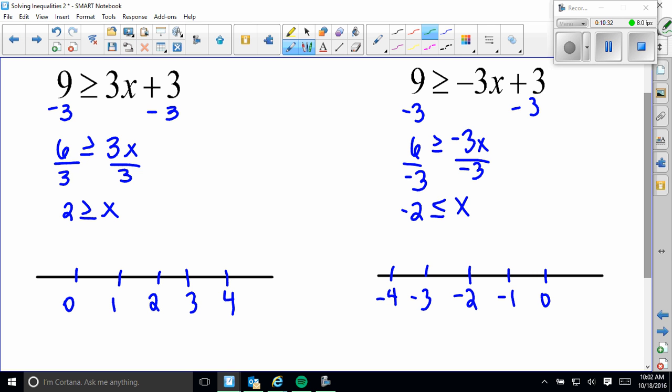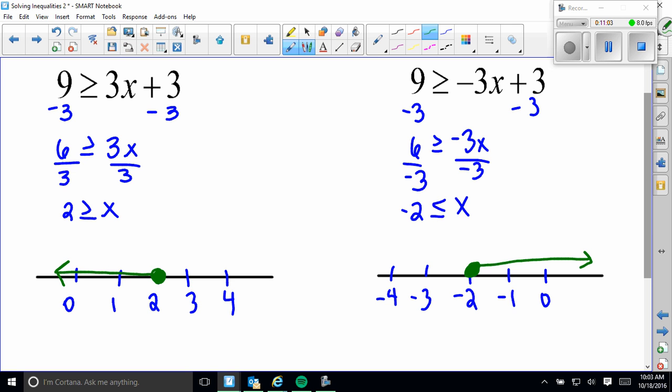So over here, if we graph it, remember that this is including 2, so our value is going to be a closed circle. And it's everything, 2 is the greatest amount, so it's everything that is less than 2, but also including 2. Over here, once again, our value is including negative 2. But in this case, it's everything greater than negative 2. So negative 2 is the smallest number on this inequality.